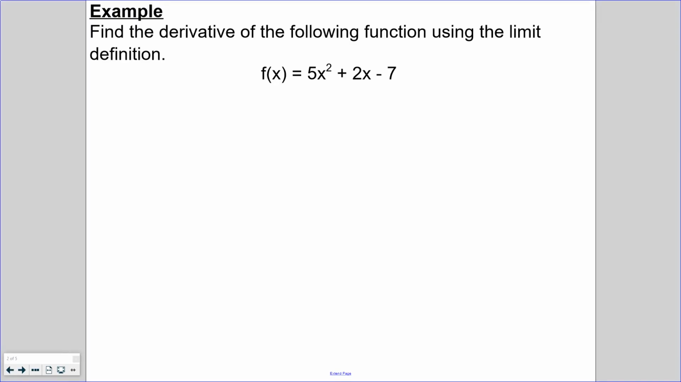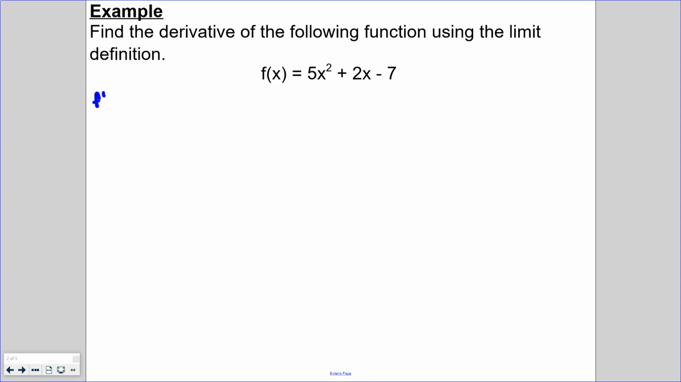Use the limit definition to find the derivative of a polynomial function. So let's take a look at our first example here. We would like to find the derivative of the following function using the limit definition. And we see the function we have here is f of x is equal to 5x squared plus 2x minus 7. So let's start off with the limit definition of a derivative.